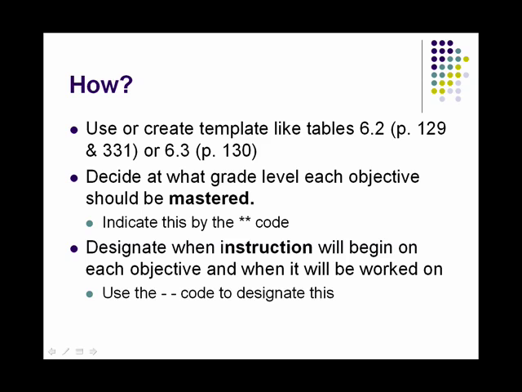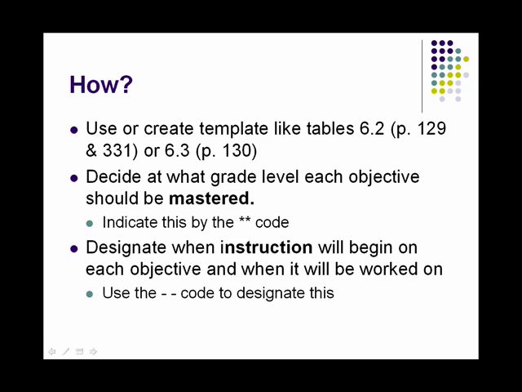So I'm going to use the book information just to explain what the book is talking about. If you're going across grade levels, you need to decide at what grade level each objective should be mastered. Again, that's critical: mastered. If we look at table 6.2 on page 129, we'll see that we have elementary objectives, so scope and sequence. We have K through 5, and those items that are going to be mastered in our different goal areas and our objective areas will be indicated by the asterisk code.